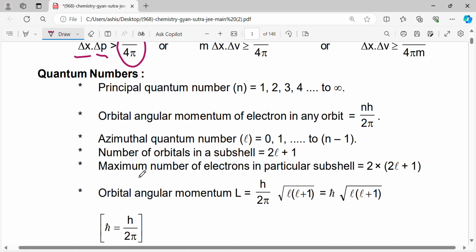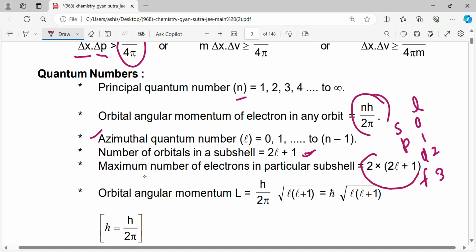Quantum numbers are of four types: the principal quantum number, denoted by n; the orbital angular momentum of the electron, equal to nh upon 2 pi; and the azimuthal quantum number, L, which tells us about the number of orbitals in a subshell, calculated as 2l plus 1. For s subshell, L is equal to 0. For p subshell, L will be 1. For d subshell, L will be 2. And for f subshell, L will be 3.